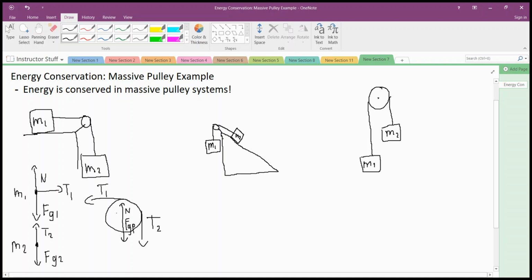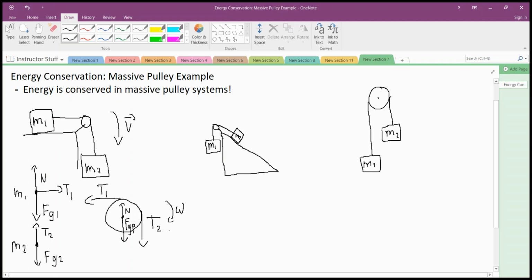And here is the extended free body diagram for the pulley. We have forces acting at the axle, the normal force, and the weight of the pulley going down. And then we have the tensions creating torque for the pulley. Without losing any generality, let's assume M2 is bigger than M1 so that the whole system is moving downward, like that. And therefore the pulley is rotating clockwise.